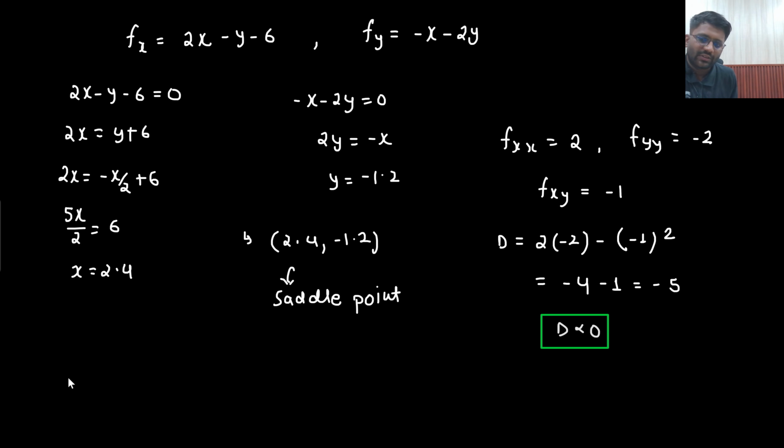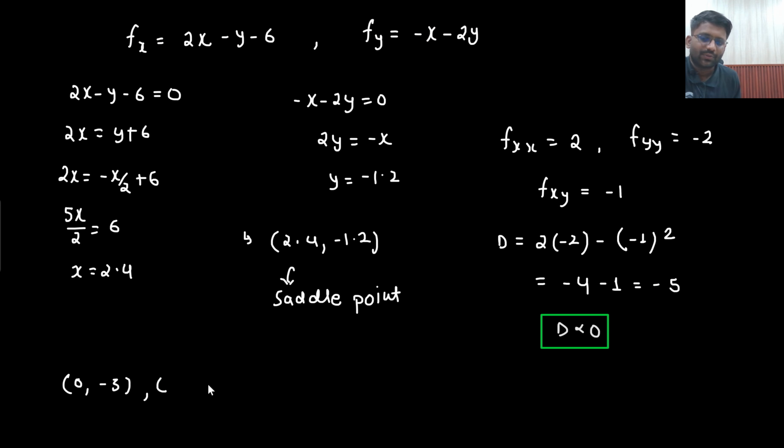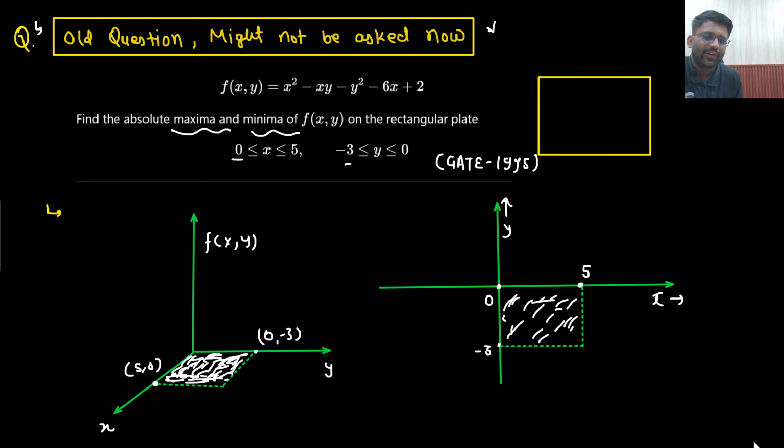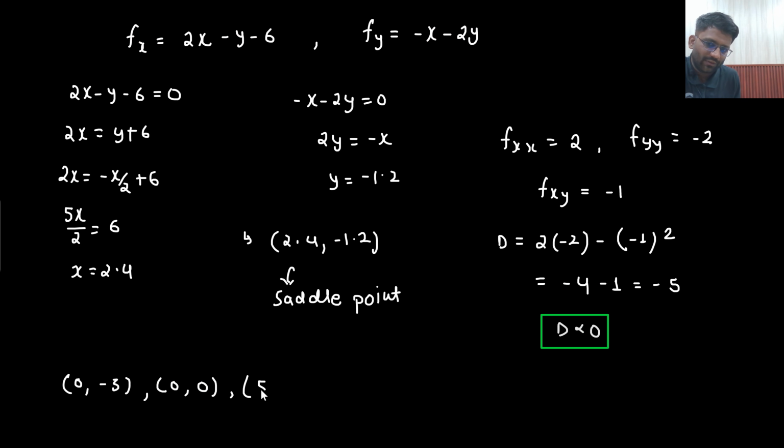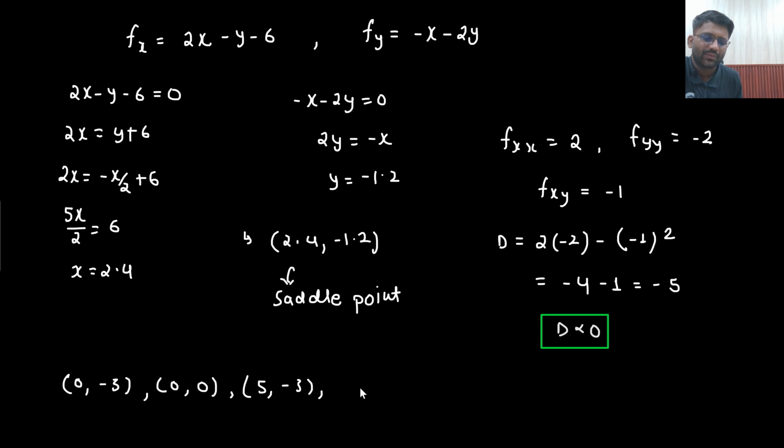What all point of concentration would be there? X equals to 0, y equals to minus 3. Then x equals to 0, y equals to 0. Then x equals to 5, y equals to minus 3. And x equals to 5, y equals to 0. So these 4 will be your point of concentration.